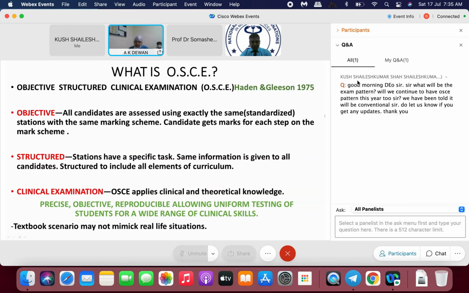Most of it is practical. Clinical examination applies clinical and theoretical knowledge, but mainly it is clinical knowledge. So it is quite precise, it is objective, and it is reproducible, allowing uniform testing of students for a wide range of clinical skills. But the only drawback is your textbook scenario may not mimic a real life situation. When you are talking to a patient, your assessment may be a little different than when we are giving you a virtual situation.